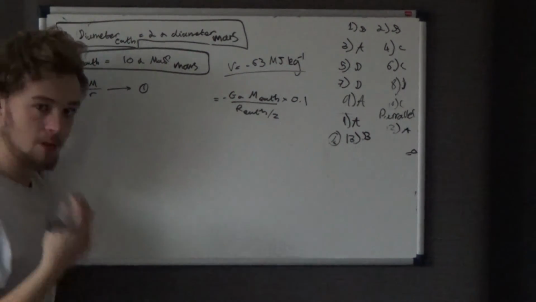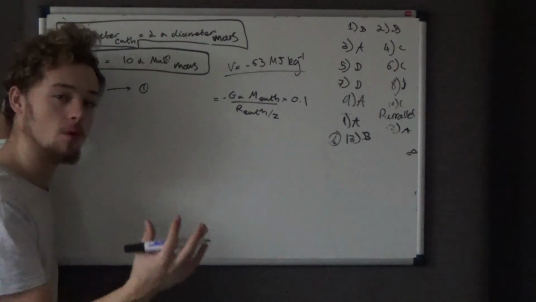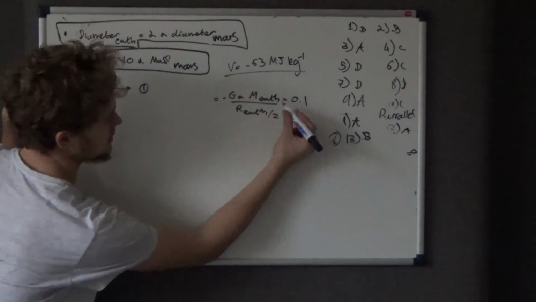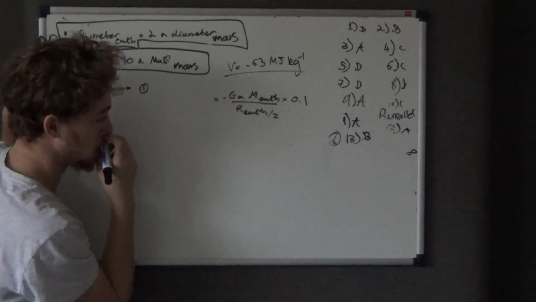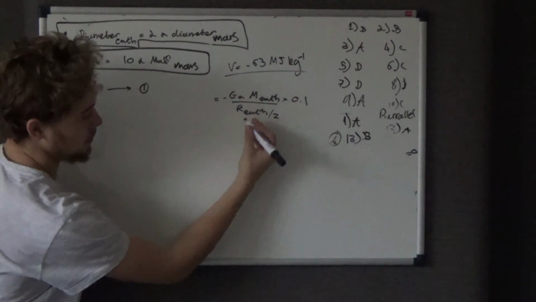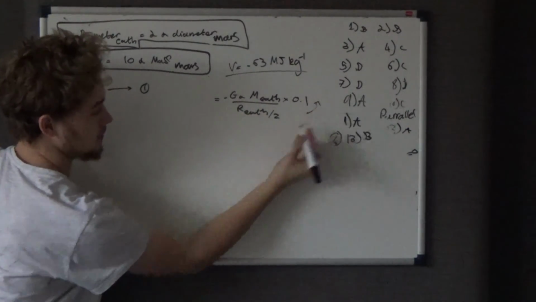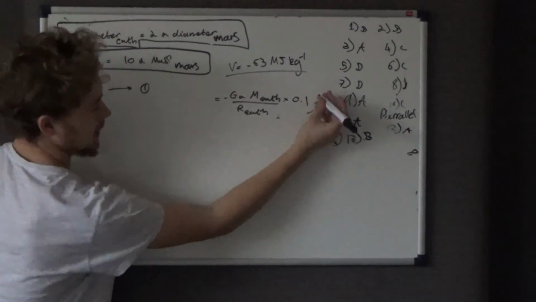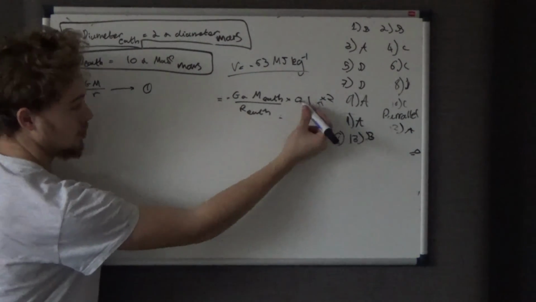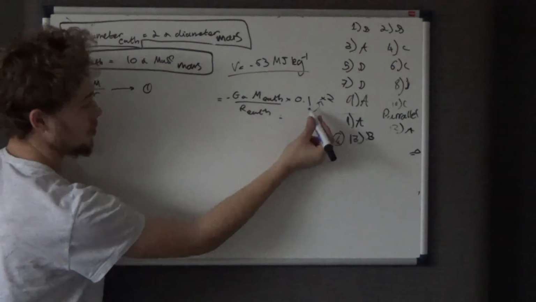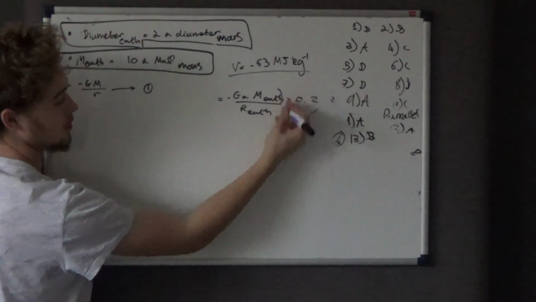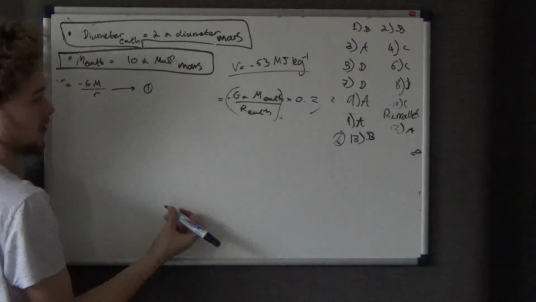Okay, so we see what we need to change the minus 63 megajoules per kilogram by. Okay, so we're timesing the mass by 0.1 and we're dividing the radius by 2. Okay, so it will halve the bottom bit, so you could just say it's the same as timesing the top bit by 2. Okay, so therefore we're multiplying by 0.1 times 2, in other words, we're timesing this whole equation by 0.2. So that's all we're changing this entire equation by.